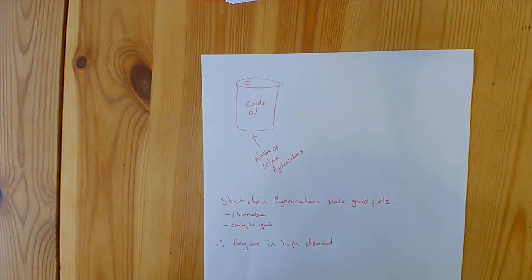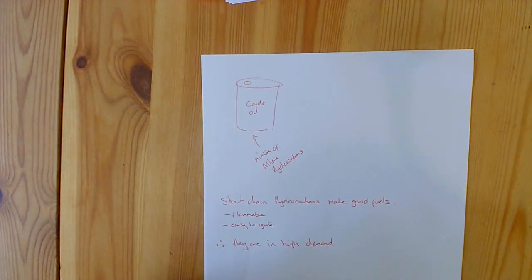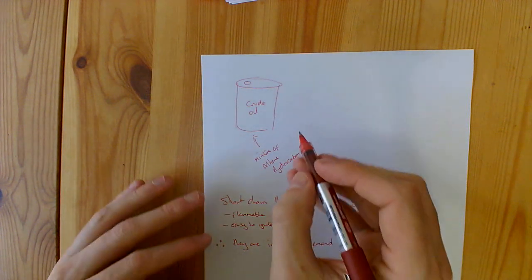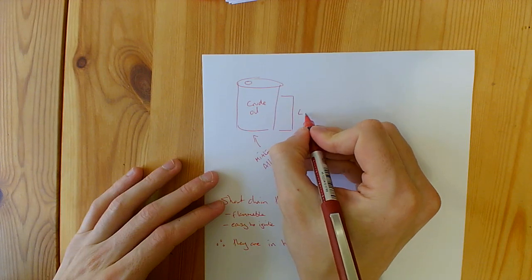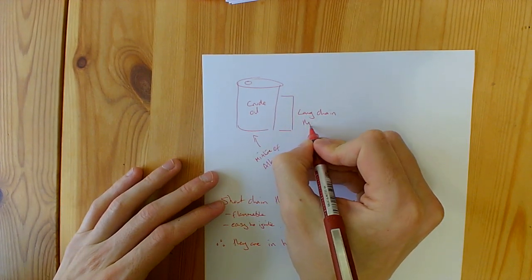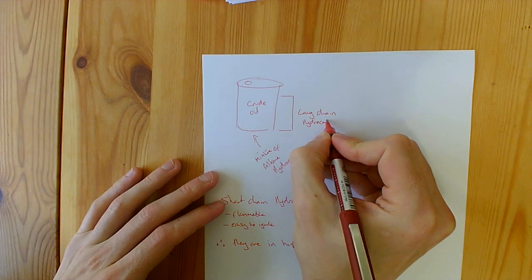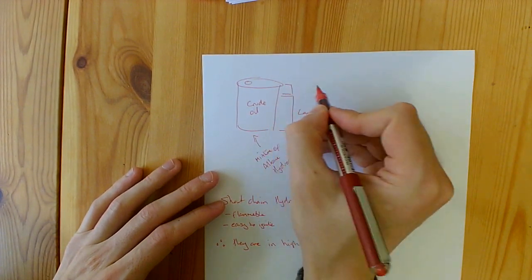Okay? And the issue is, if you had a barrel of crude oil, it doesn't contain all of those fractions equally. What you find is it contains a much larger portion of long chain hydrocarbons, and a relatively small amount of short chain hydrocarbons.